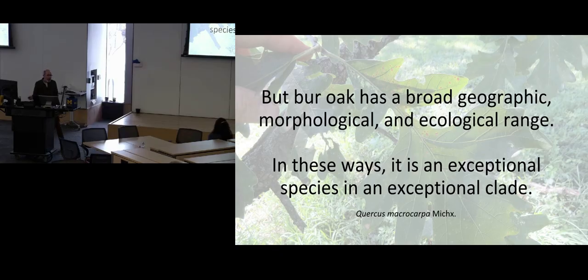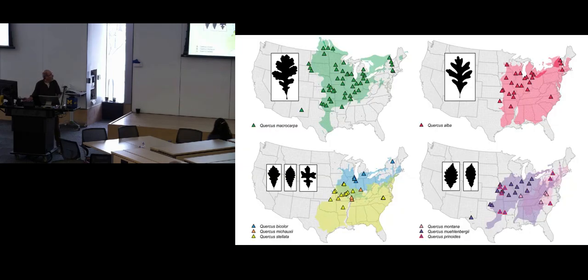But it has a remarkably broad geographic, morphological, and ecological range, making it an exceptional species in an already exceptional clade. So if you look at its range, here's Quercus macrocarpa. It ranges from Manitoba down to the Gulf of Mexico, from the Black Hills out to New York and Vermont. A comparable range to eastern white oak, but morphologically much more diverse.